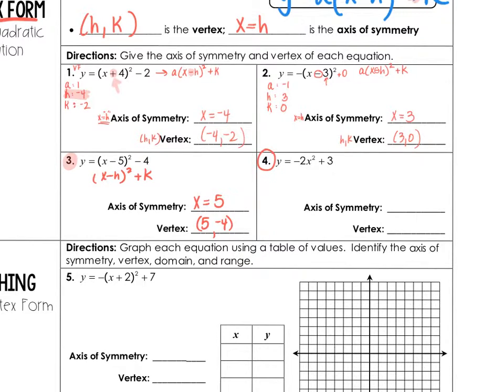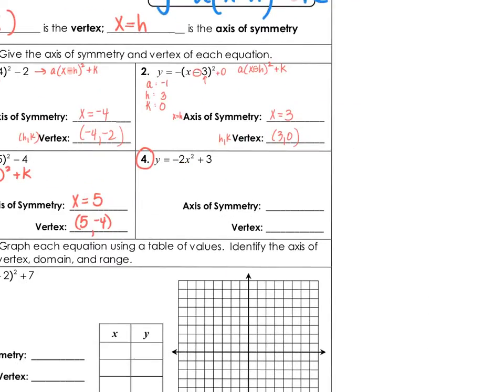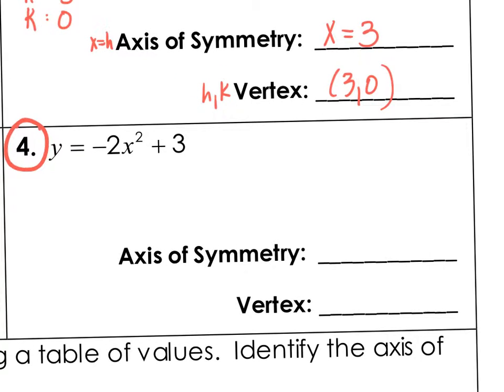Now number 4 looks like it's in standard form, which it kind of sort of is, but we can rewrite it quickly into vertex form. Okay, just like this. Take a look at what I did here. Instead of x squared, I wrote x plus 0 squared. And x plus 0 squared is exactly the same as x squared. So my h must be 0 and my k must be 3.